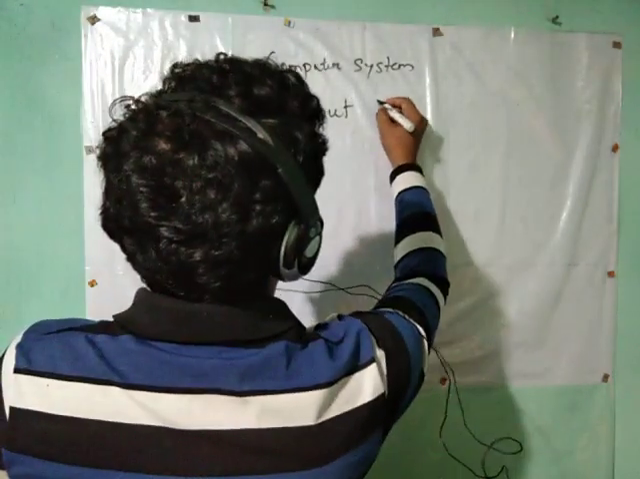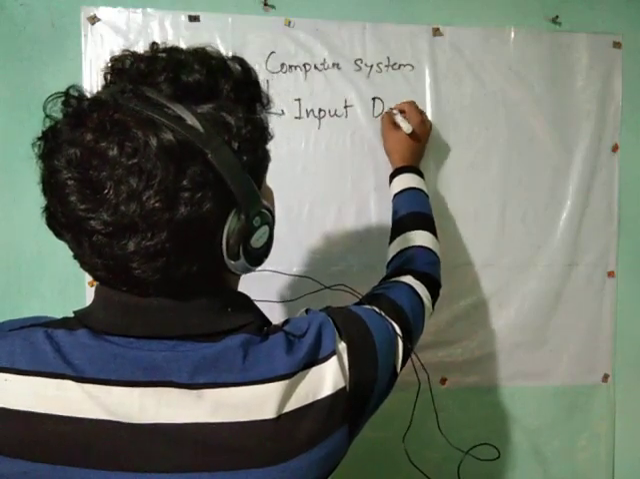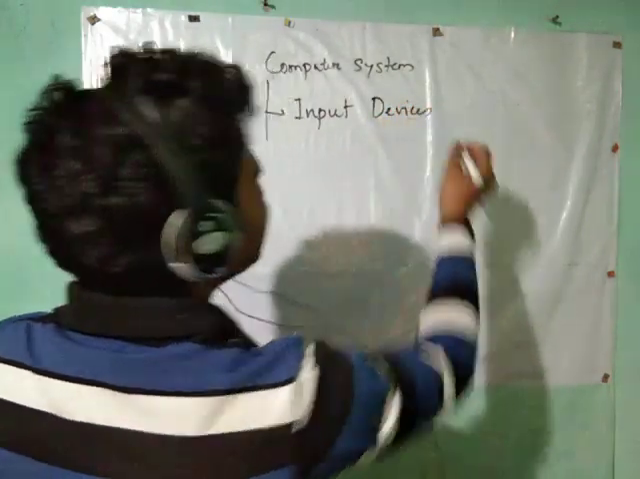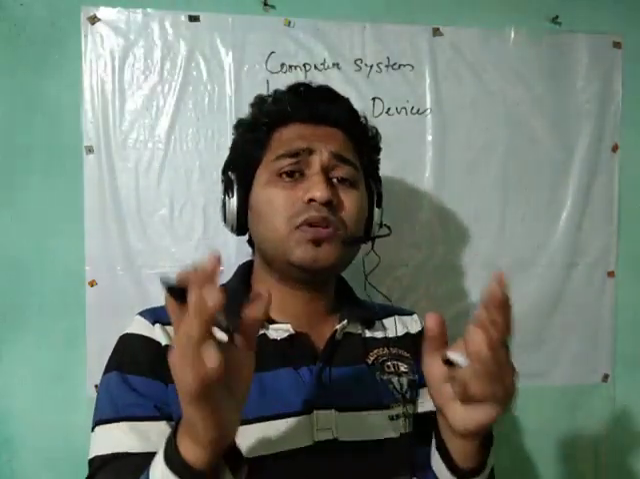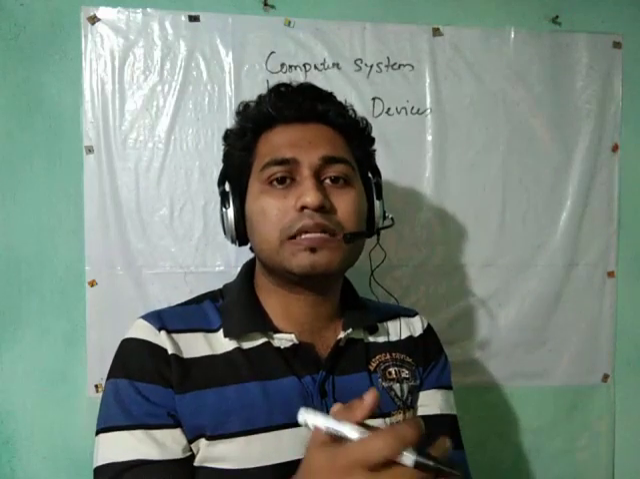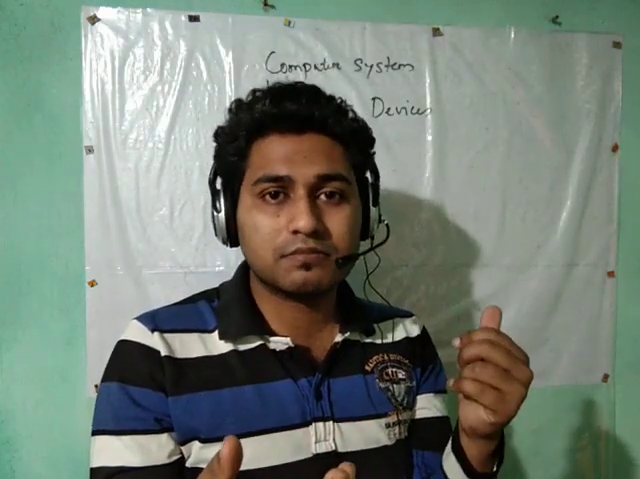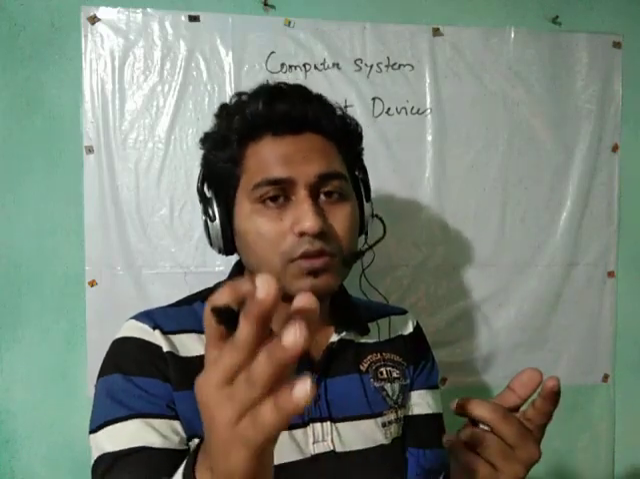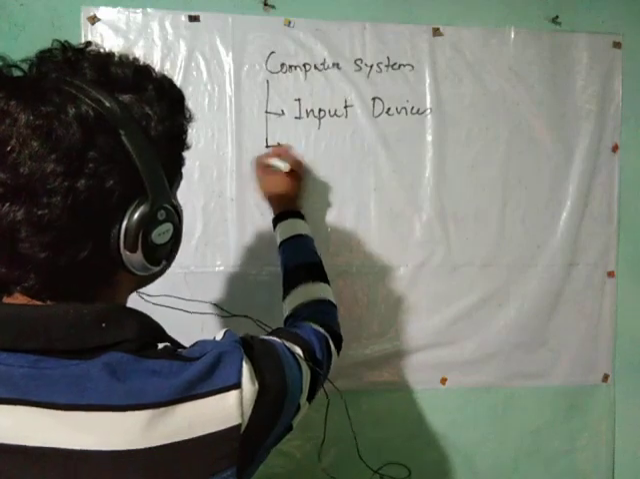Why have I told input systems? Can anybody explain me? Input devices. Why have I told it as systems? Because the category of input devices may also have a combination of several devices. So I can also tell it as system. How? I will make you understand in the next part of our video.